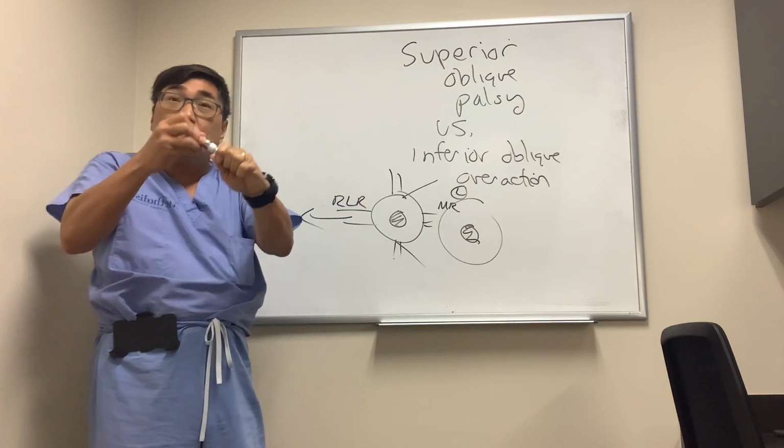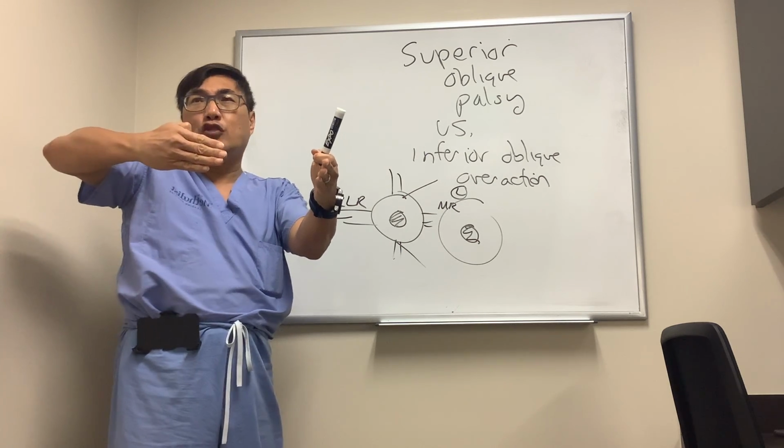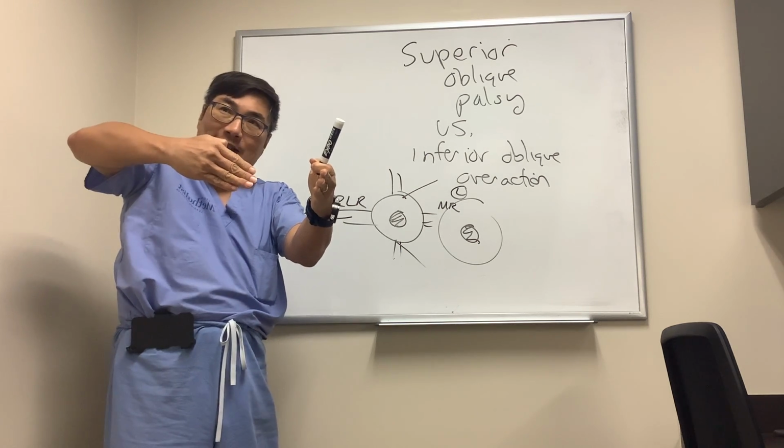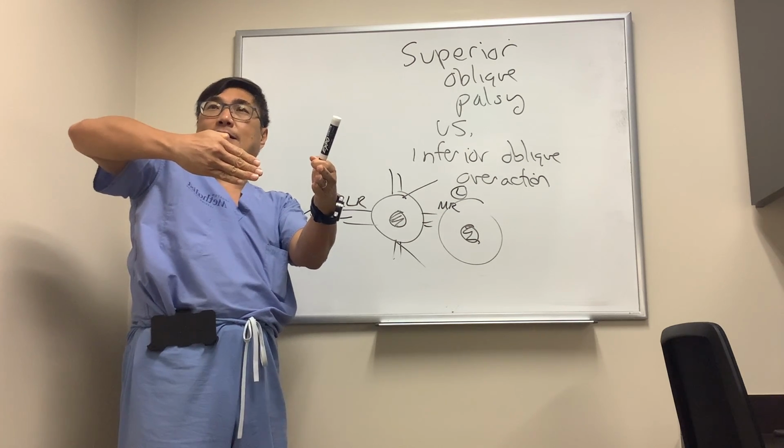overact. So when you have a sixth nerve palsy, right lateral rectus is weak, the eye will be esotropic because the ipsilateral antagonist, the medial rectus, is unopposed, and therefore the eye will be turned in like this, esotropia.